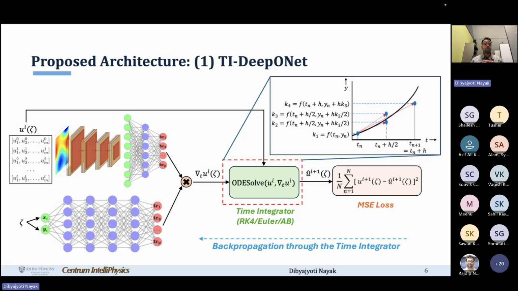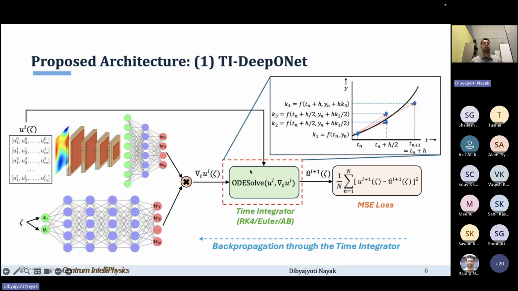Once we enforce the DeepONet to learn the time derivative at that particular solution state, we can use this computed time derivative and the corresponding solution state at that time, and combine them in an ODE solver step. The ODE solver is basically a one-step numerical time integration step.